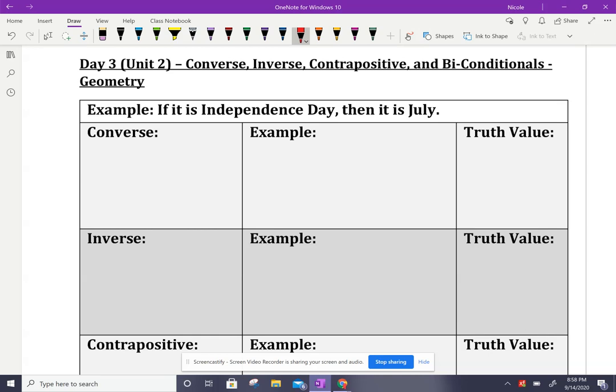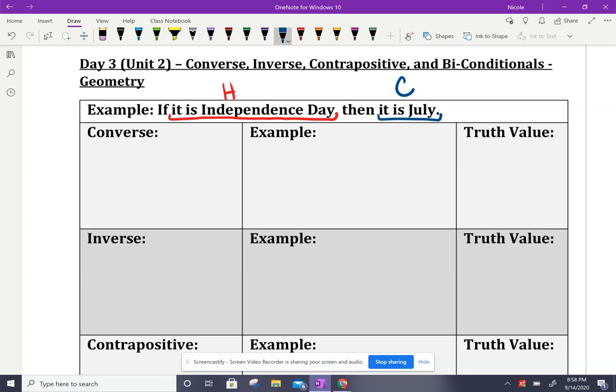Just like we did with our conditional statements, we're going to identify the hypothesis. Remember, the hypothesis is everything after the word if. So, if it is Independence Day, this is my hypothesis. Then it is July. The conclusion is everything after then. So that is my conclusion.